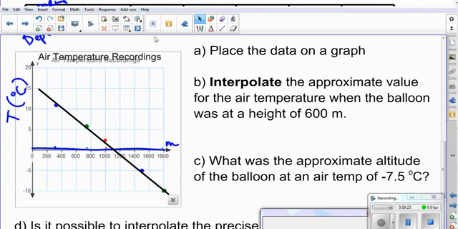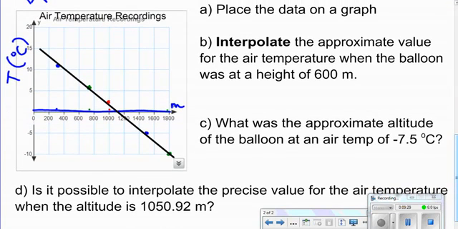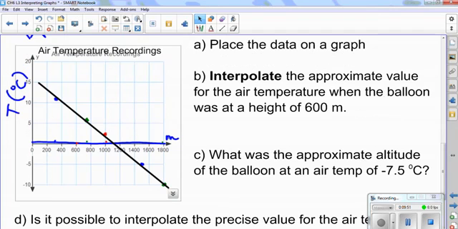It's pretty close. Maybe if we had a better graph or a more accurate graph, then we could see better if it's linear. So now we're asked to interpolate the approximate value for the air temperature when the balloon was at a height of 600 meters, so an altitude of 600 meters. So 600 meters, that's here. So again, maybe using your ruler, you're going to trace up. I'm going to grab another straight line, but a dashed one, and I'm going to go at 600 meters.